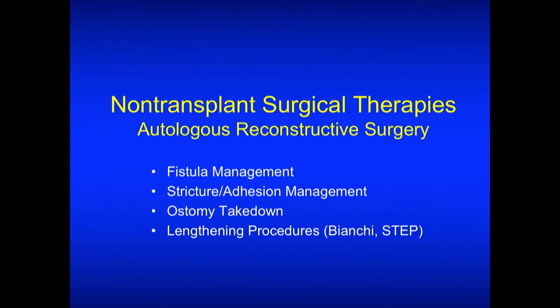Now, moving on to surgical therapies. Surgical therapies are broadly divided into non-transplant therapies as well as transplantation. Starting with non-transplant therapies, or autologous reconstructive surgery, for people with fistulas, the fistula should be taken down and managed. For those with blockages due to strictures, which are areas of narrowing, or intestinal adhesions, those should be dealt with as well. We mentioned that if you have an unused segment of intestine, that should be used. And so that speaks to taking down ostomies and restoring intestinal continuity.